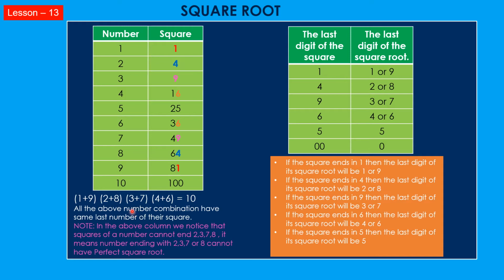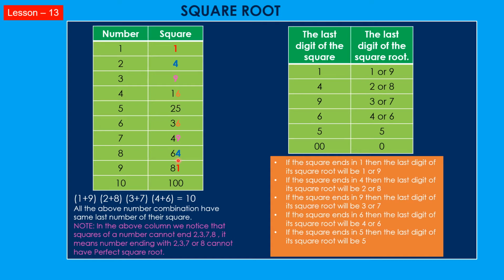And the same for 3 and 7. For 3 it is 9 and for 7 it is 49. Again, 9 and 9, the last digits are the same. And for 4 and 6, if you square 4, you get 16. The last digit is 6, and the same for 6, which gives 36. So all these number combinations have the same last digit in their squares.